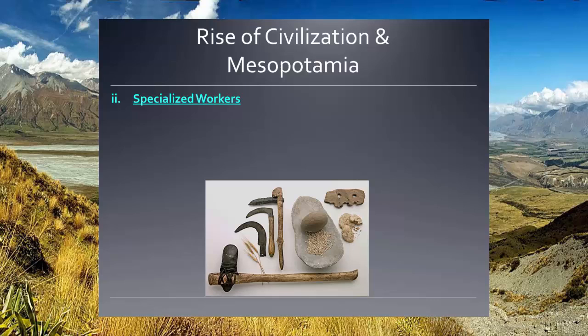Next part of a civilization is that it needs to have specialized workers. Specialization is the development of skills of a specific type of work. An example might be someone who is good at making tools and turns that into a profession. Not everyone might be good at making tools back in the day, so they would rely on those few who did it really well.